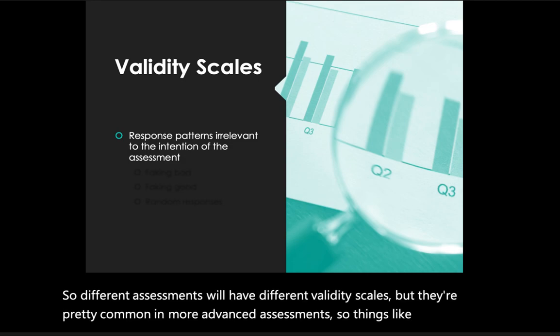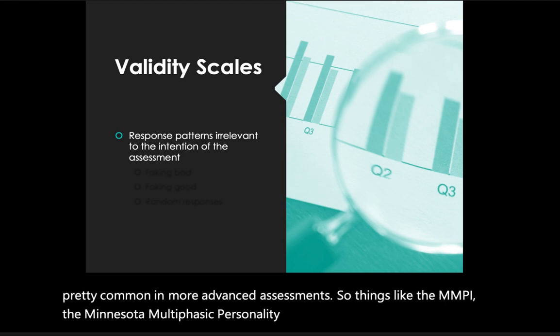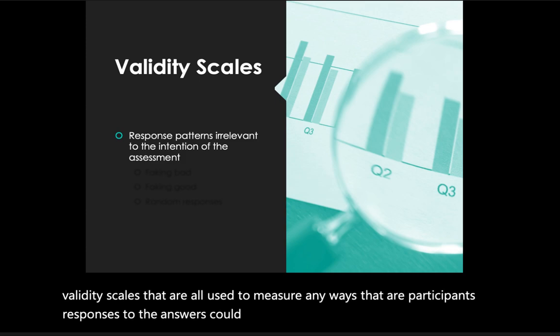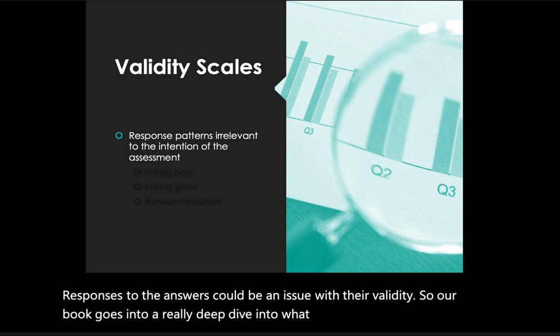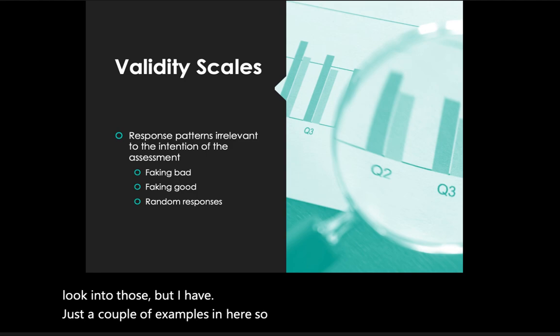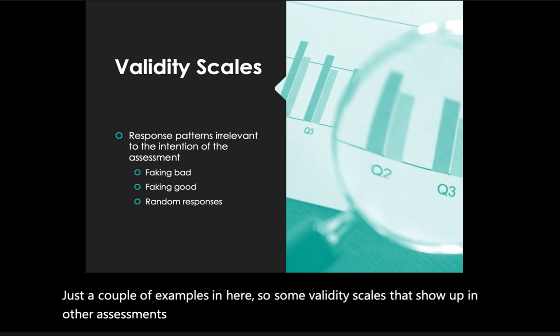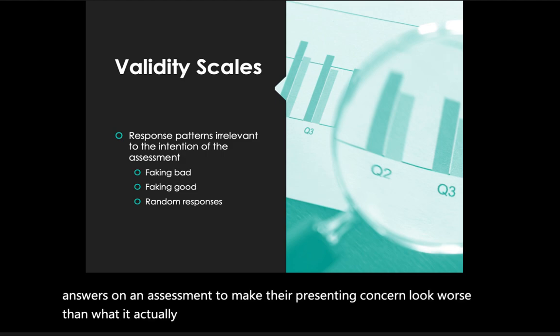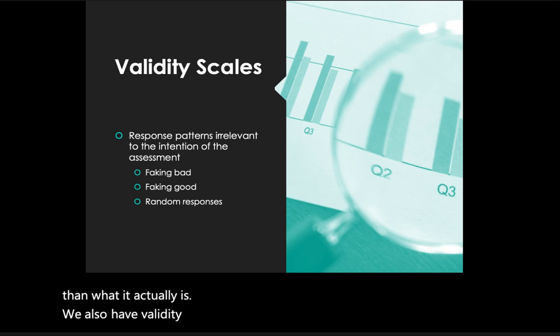So things like the MMPI, the Minnesota Multiphasic Personality Inventory, has an entire list of validity scales that are all used to measure any ways that a participant's responses to the answers could be an issue with their validity. Our book goes into a really deep dive into what those are, and you're welcome to look into those, but I have just a couple of examples in here. So some validity scales that show up in other assessments are faking bad. So when someone is changing their answers on an assessment to make their presenting concern look worse than what it actually is. We also have validity scales that are for looking at faking good.